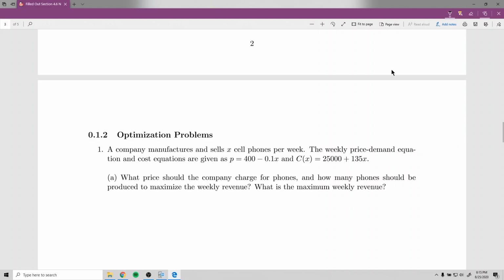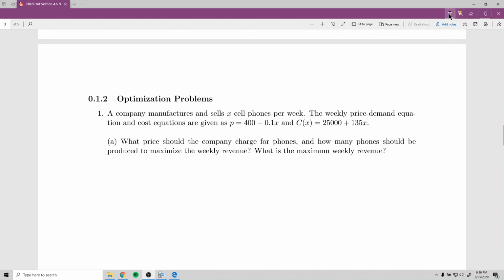All right, so number one here, it says a company manufactures and sells X cell phones per week. The weekly price demand equation and the cost equations are given as P equals 400 minus 0.1x, and the cost for X cell phones is 25,000 plus 135 times X. Right, the question is, what price should the company charge for phones, and how many phones should be produced to maximize the weekly revenue?